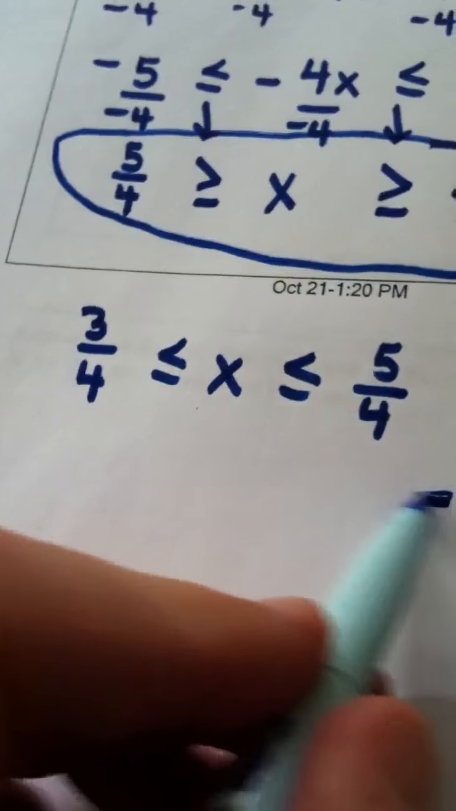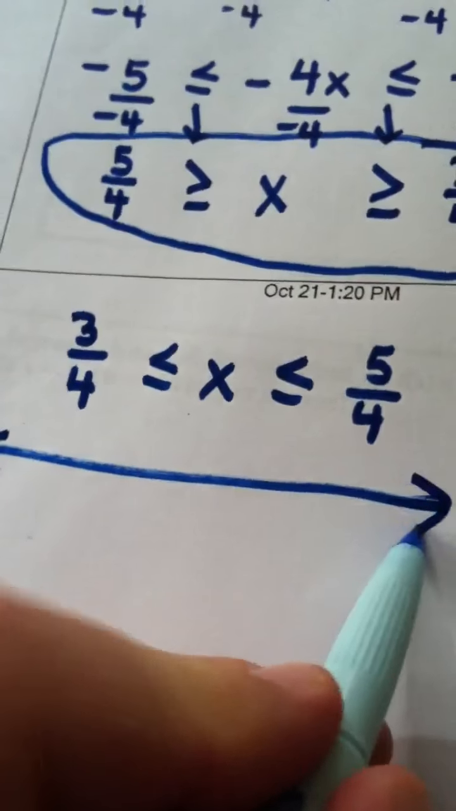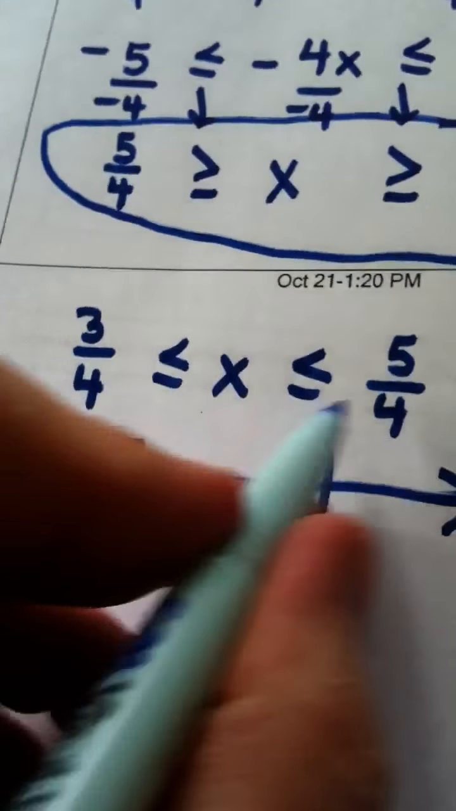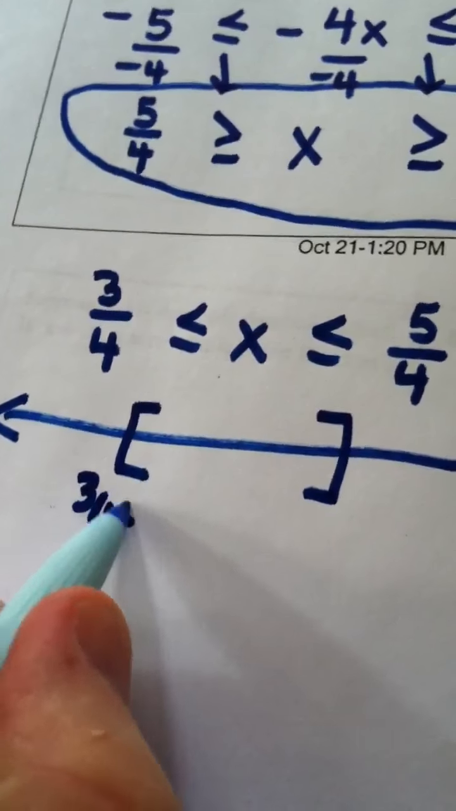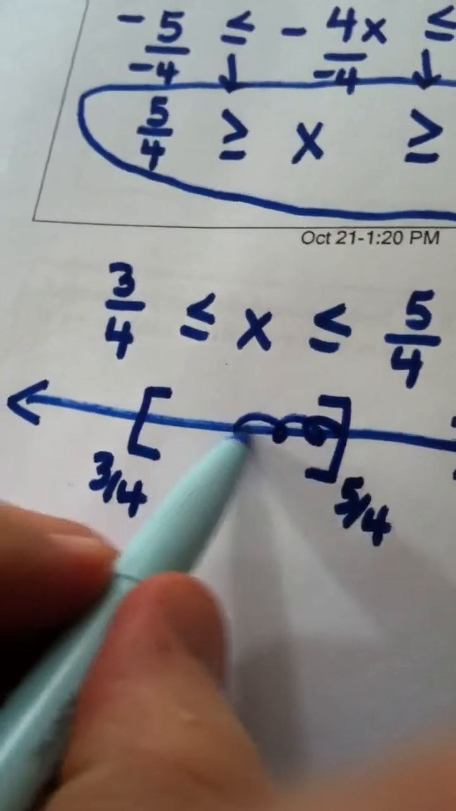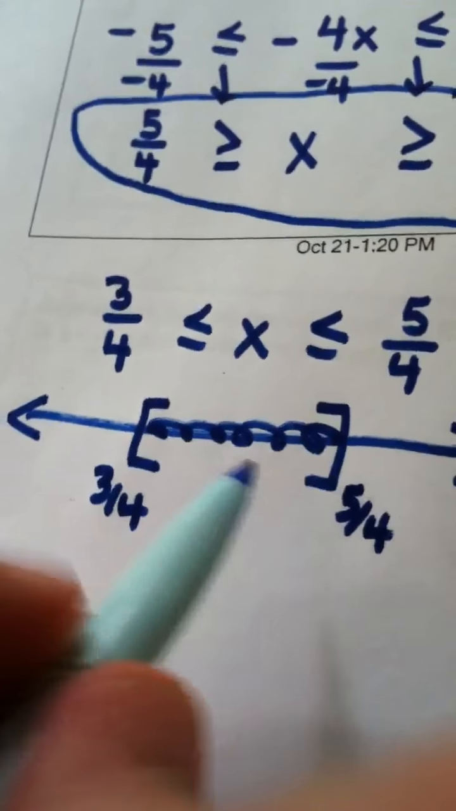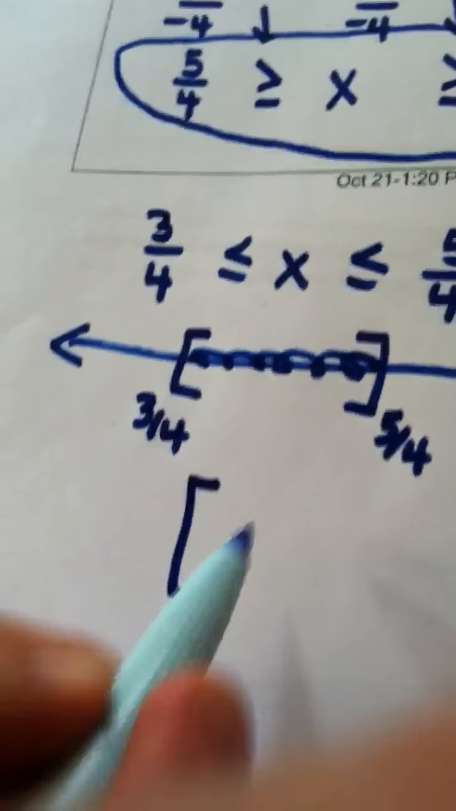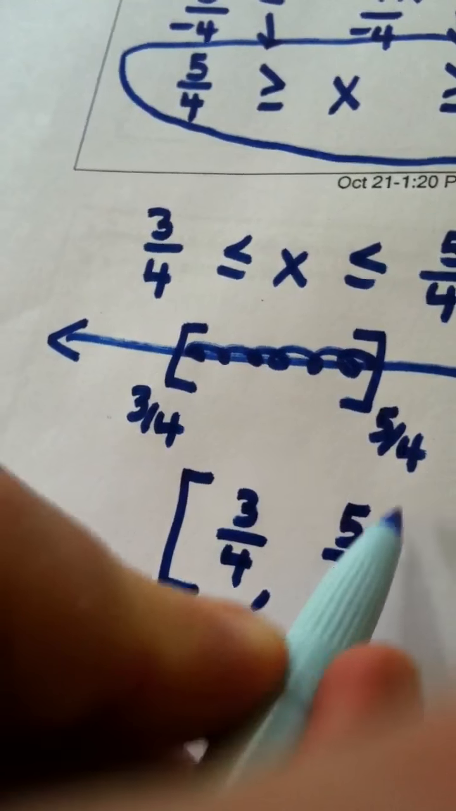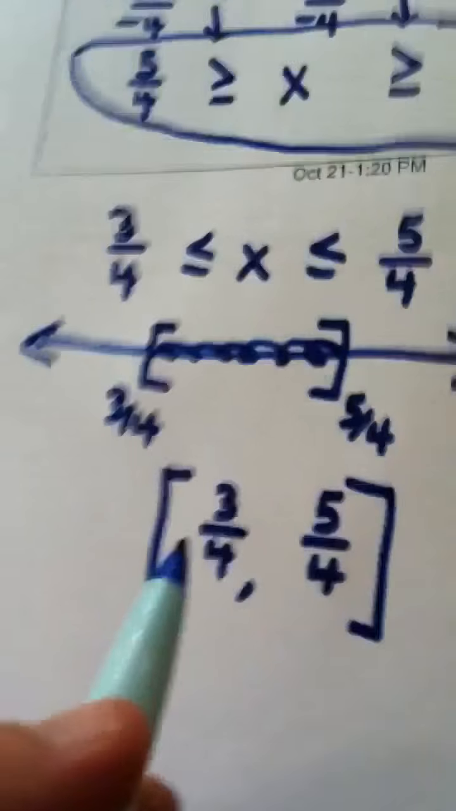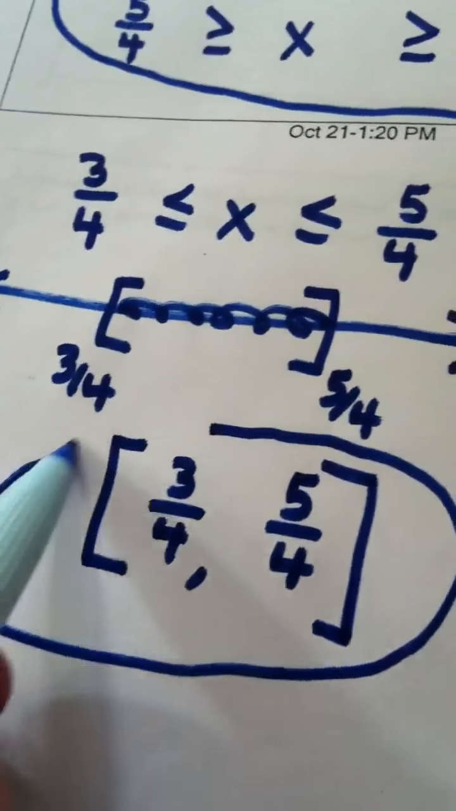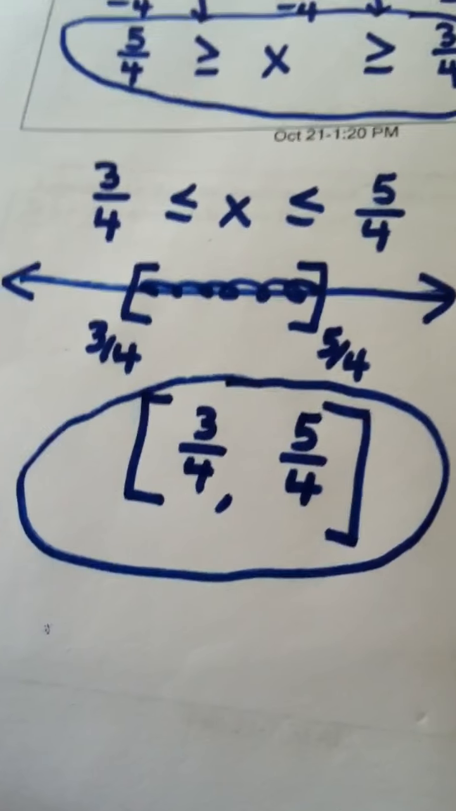And then now we're home free, because when we draw our graph, of course we use brackets here because of the equals, we're between 3/4 and 5/4, everything in between and included, and we put a bracket on the 3/4 and we put a bracket on the 5/4. And this right here is my solution set in interval notation.